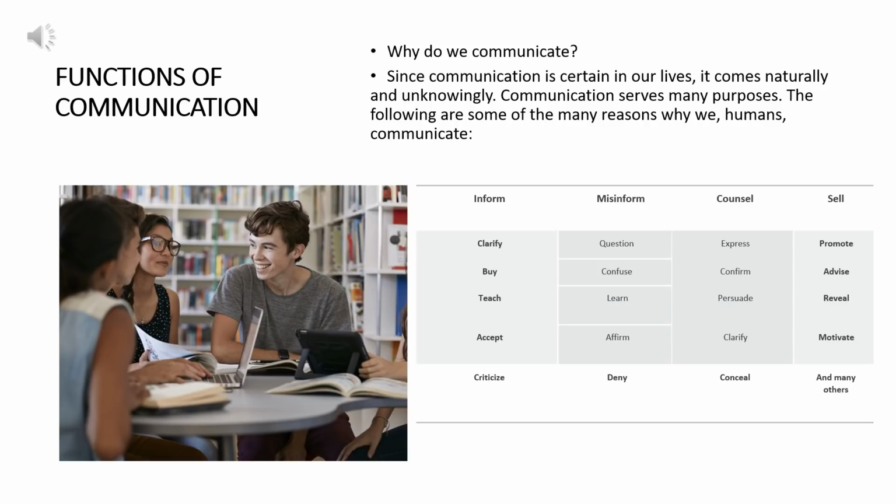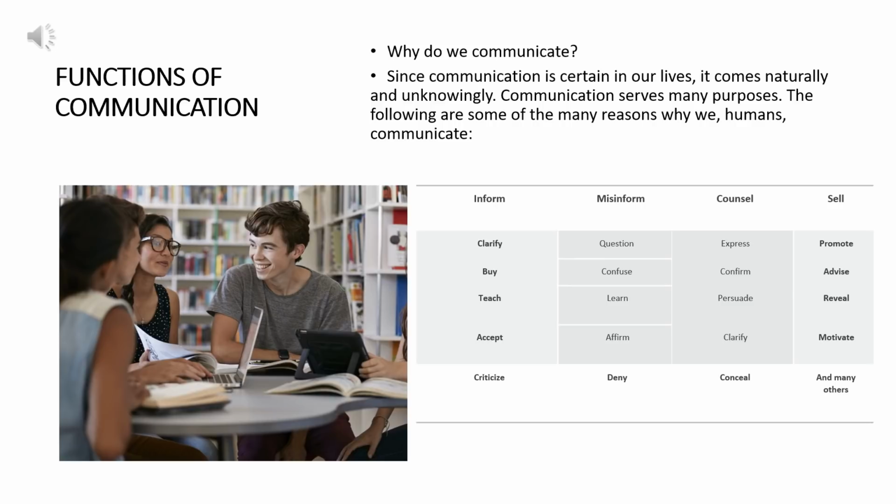Now, for people to socially interact with one another. Third one is motivation. Communication motivates or encourages people to live better. So as we hear words of motivation from people, we are being motivated to go on living despite the situation that we are in.